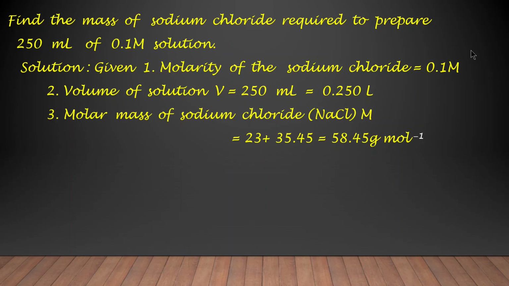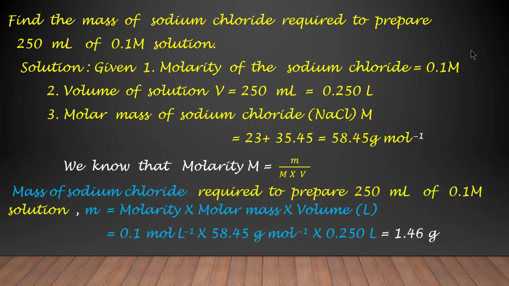sodium chloride. Okay, now here we know that the molarity M is equal to small m divided by capital M into capital V. Now in this formula, small m is the mass of the solute, capital M in the denominator is the molar mass of the solute, and capital V is the volume of solution in liter. So here we have to find out the mass of the sodium chloride. So therefore we have to multiply molarity, molar mass and volume of the solution.